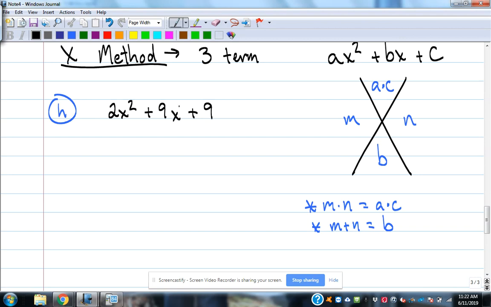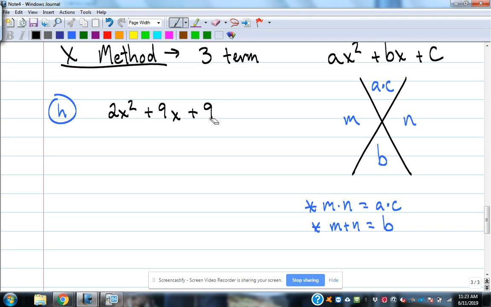2x squared plus 9x plus 9. That's our problem we're going to work. We're going to factor this polynomial, it's a trinomial, by the x method. So we're going to set it up. We're going to see how this works with these numbers. A is 2, B is this 9 right here, and C is this 9 right here.